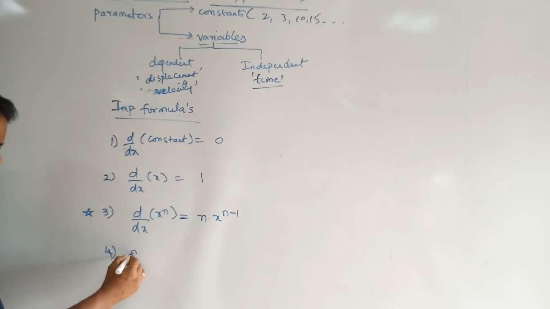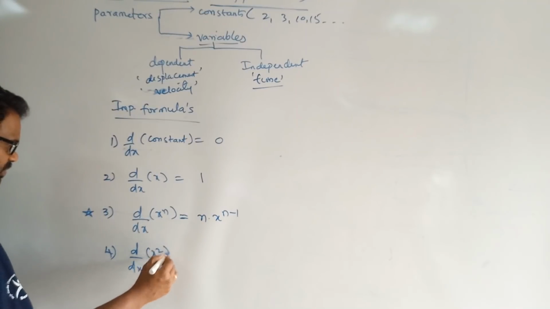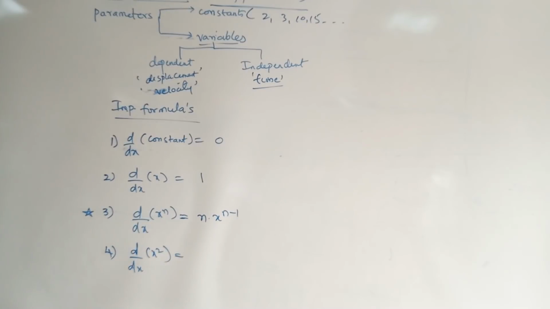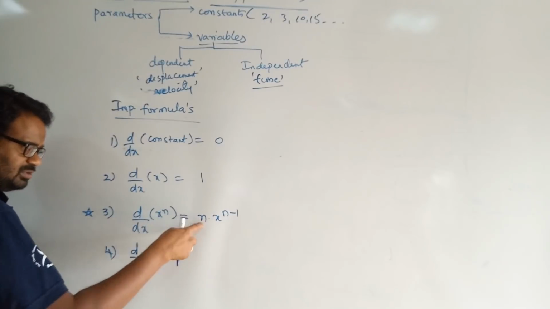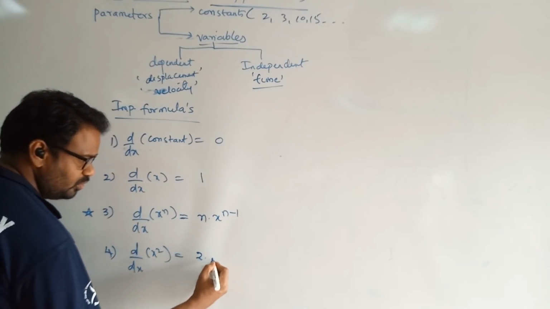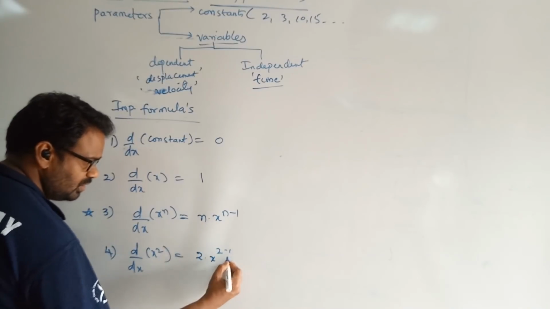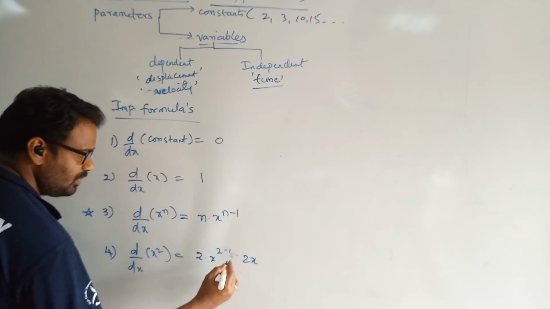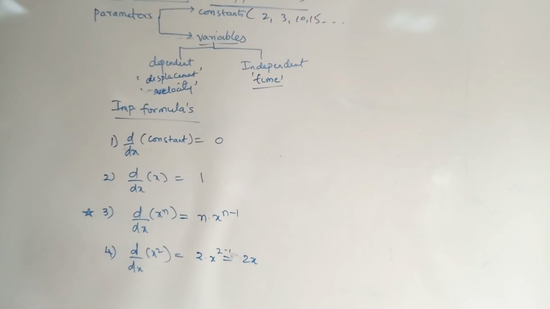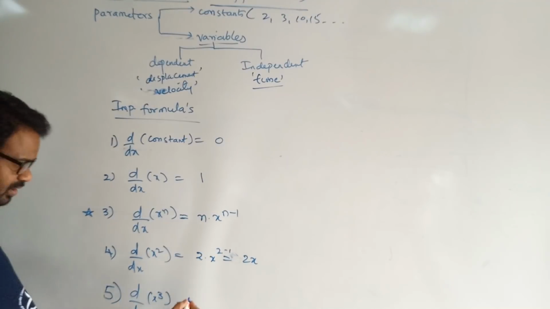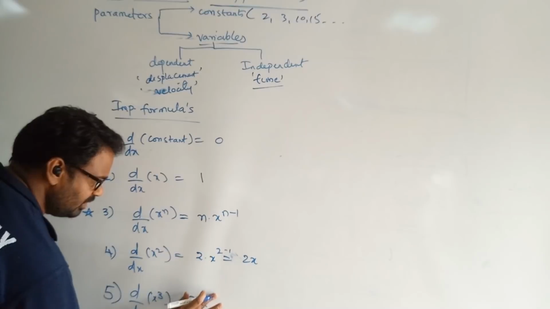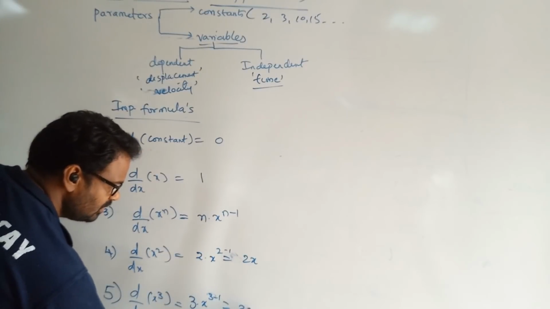Now, fourth one. What is d by dx of x square? Same method. Use this formula. In place of n, you have 2. So this becomes 2 into x to the power of 2 minus 1, which equals 2x. Differentiation of x square is equal to 2x. Can you write for x cube now? Only an extension. d by dx of x cube is again 3 into x to the power of 3 minus 1, which gives rise to 3x square.